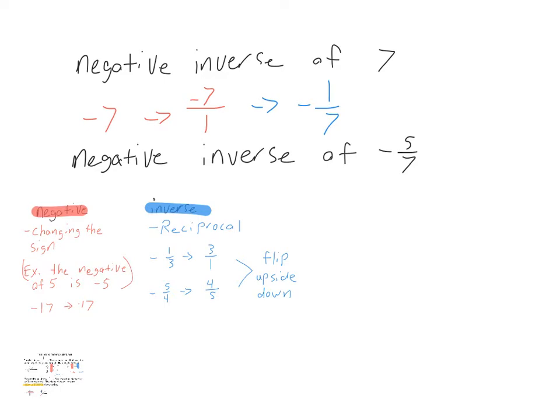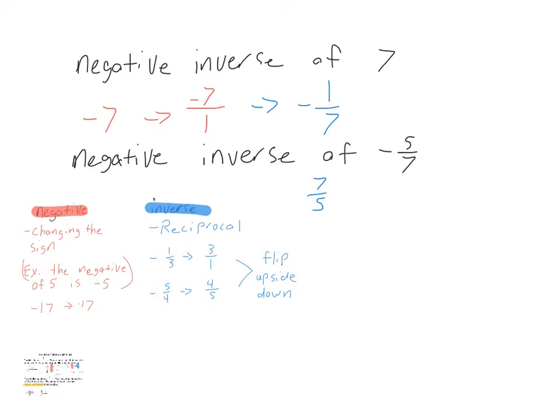Alright, so I'm going to go straight to the answer, which is +7/5. And we get that by changing the sign. So it's negative here, becomes a positive. And the inverse means we flip it upside down, so we're going to swap those two numbers. So 7 goes on top, 5 goes on the bottom. That's the negative inverse.